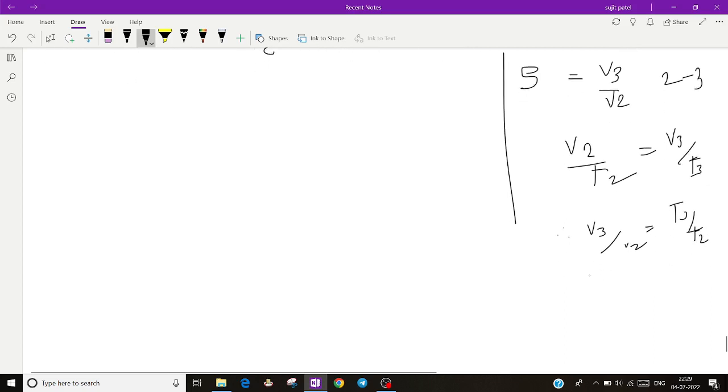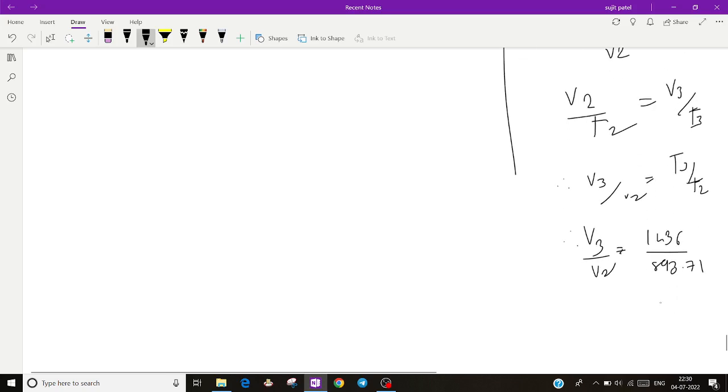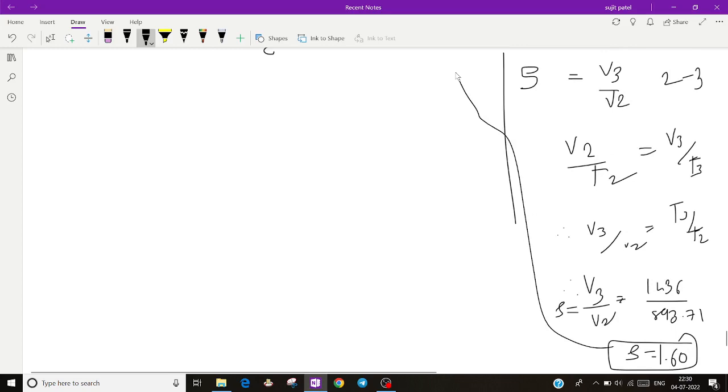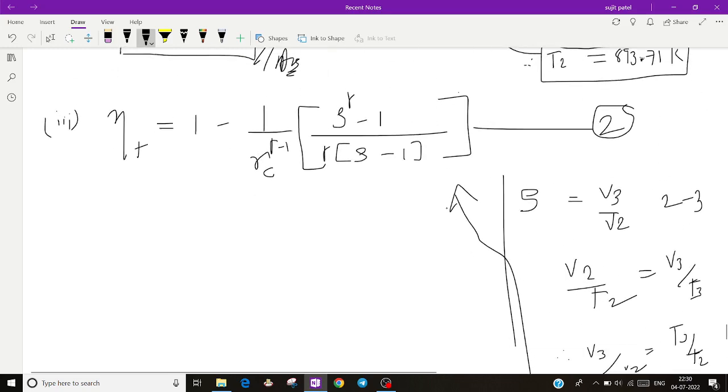Now we put the values: T3 is 1436 and T2 value is 893.71. When you solve this, you will get V3 by V2, which as we know is the cutoff ratio. So the cutoff ratio will be 1.60. Put this value in equation number 2 here.